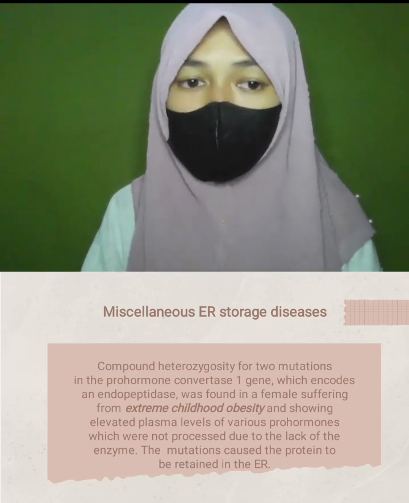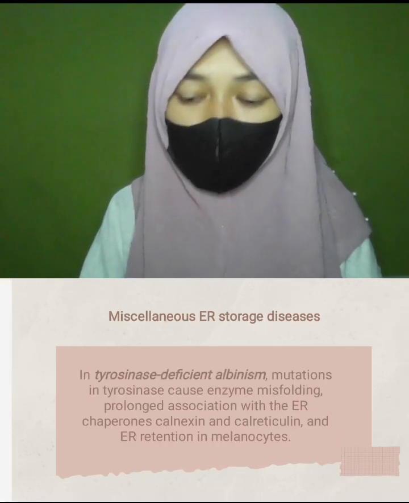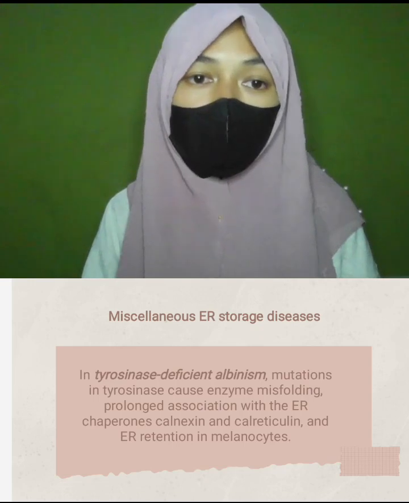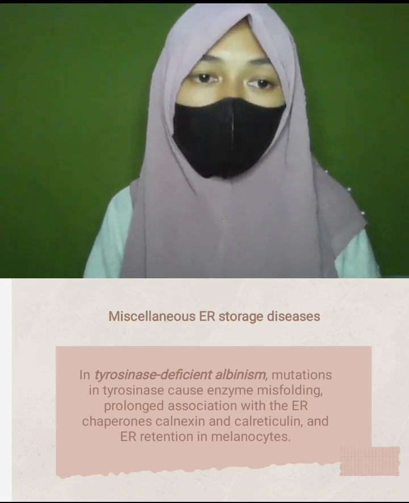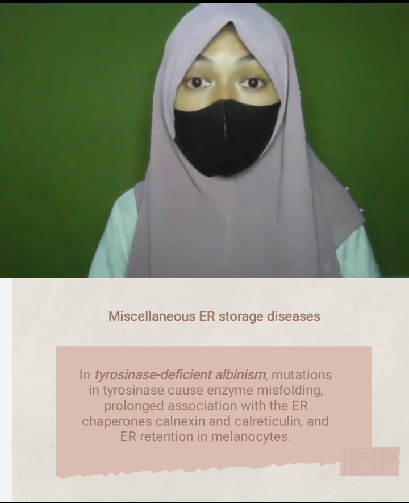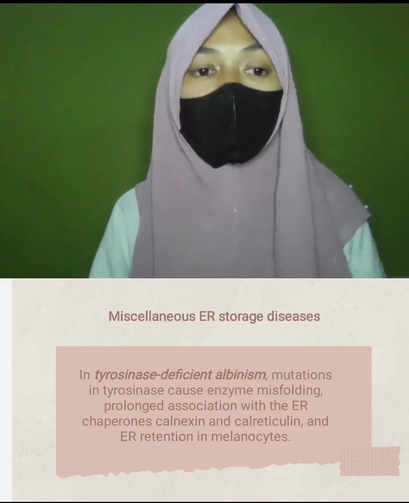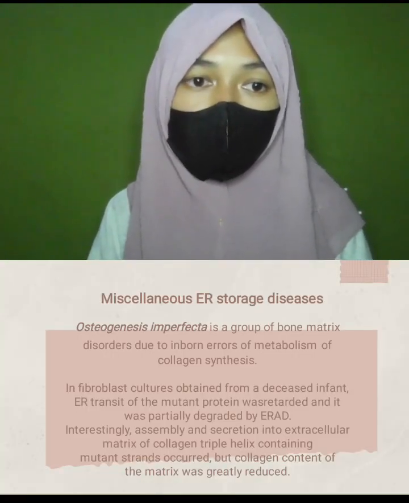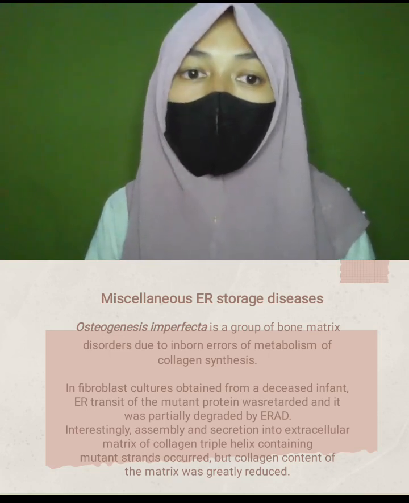And another disease is tyrosinase-deficient albinism. Mutations in tyrosinase cause enzyme misfolding, prolonged association with the ER chaperones calnexin and calreticulin, and ER retention in melanocytes. And another one is osteogenesis imperfecta.